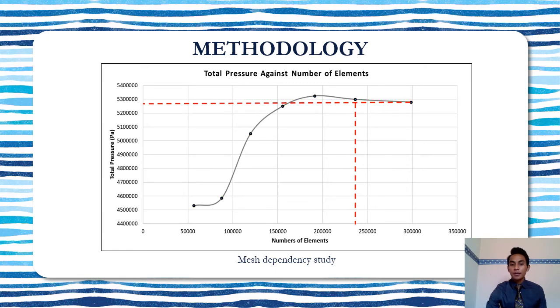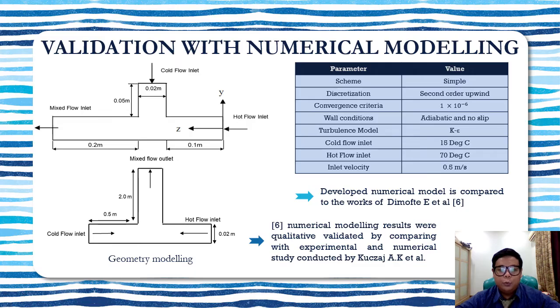Assalamualaikum warahmatullahi wabarakatuh. My name is Muhammad Afiq Ikhwan bin Zulkifli, and I will present about the validation with numerical modeling for our project. Colliding and intersecting T-junction geometry is modeled to use as model validation with the pressure contour obtained in the research of Mofter.